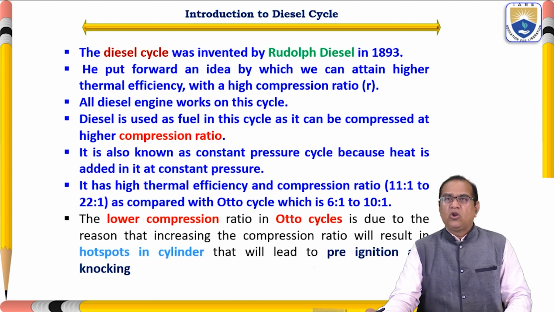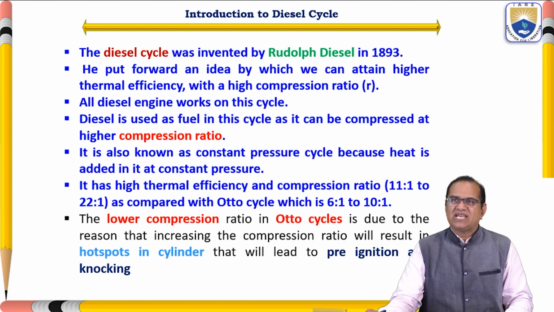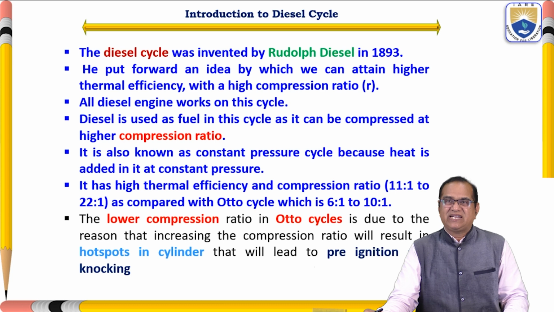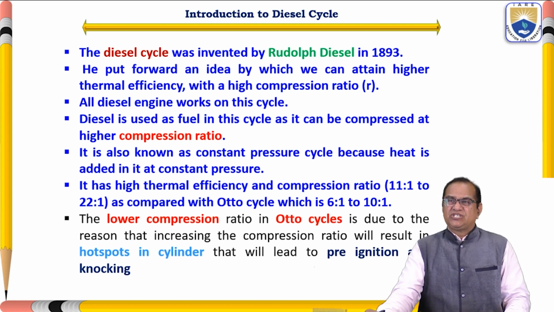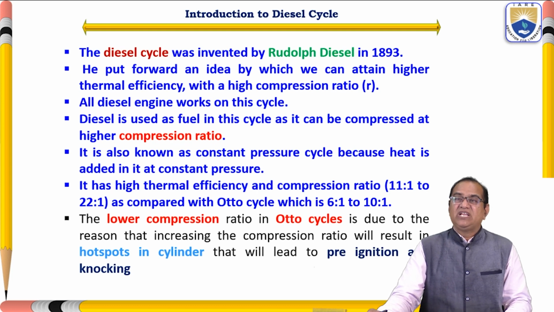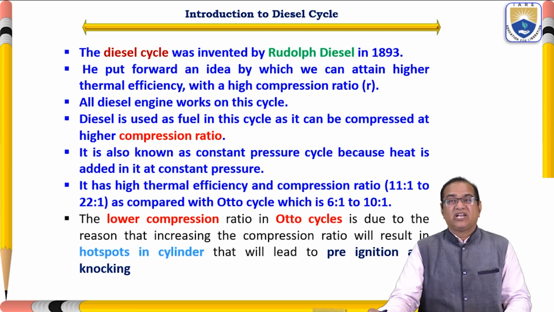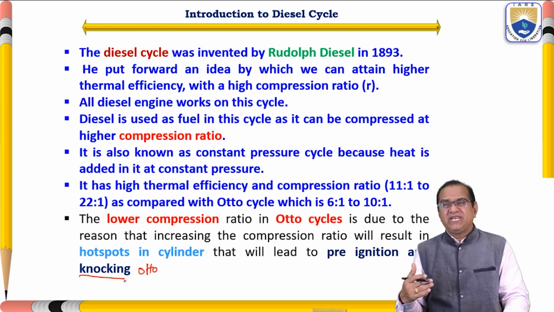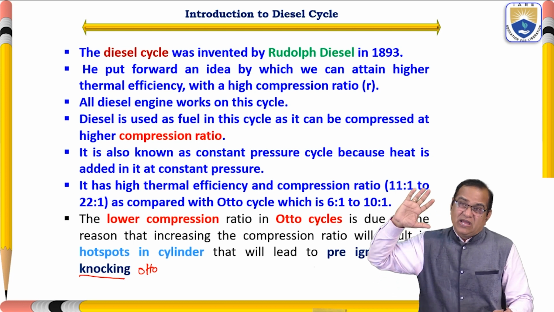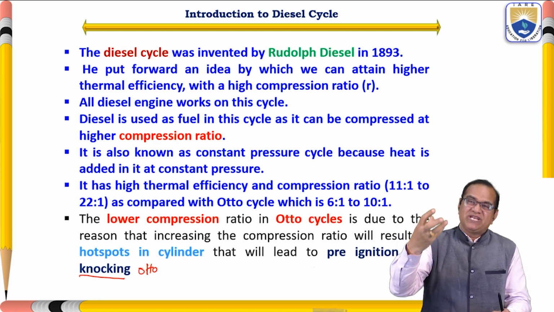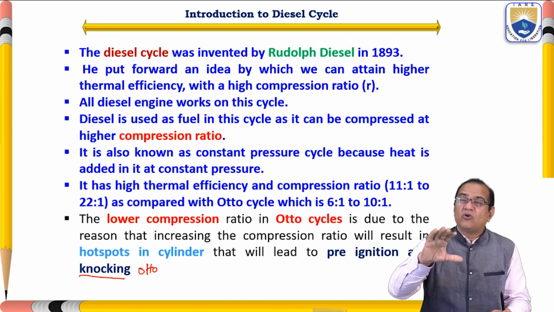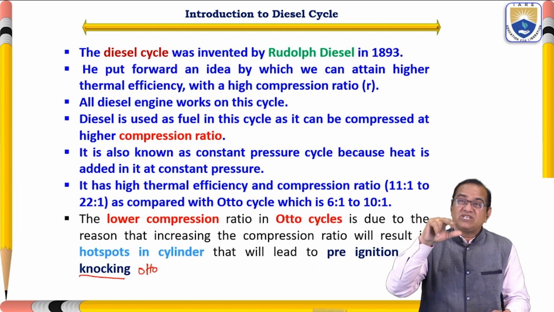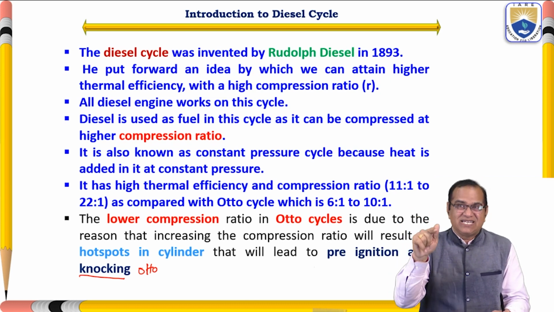The lower compression ratio in Otto cycles is due to the fact that increasing the compression ratio will result in hot spots in the cylinder, which lead to pre-ignition and knocking. So in the Otto cycle, this knocking, meaning pre-ignition, will happen. I told you that if the compression ratio is high, the temperature will be very high and your petrol may burn. So we are not using petrol for the diesel engine, we are using diesel.